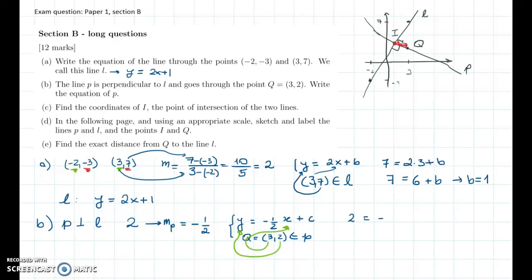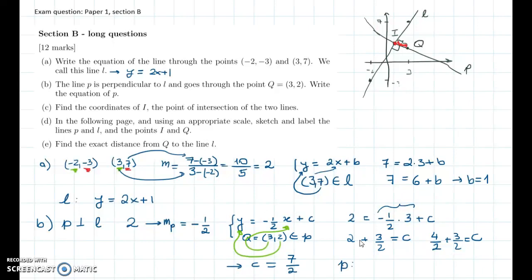2 is equal to negative 1/2 times 3 plus c. And we need to find the value of c. So let's isolate c. We have that 2 plus 3/2, I just multiply over here, the negative 1/2 times 3, has to be equal to c. But if we want to write 2 with denominator 2, we write 4/2 plus 3/2 has to be equal to c. So we found that the value of c is 7/2. So the line P has equation y equals negative 1/2 times x plus 7/2. And I'll write the equation again over here to keep track, since I'm going to need more space.